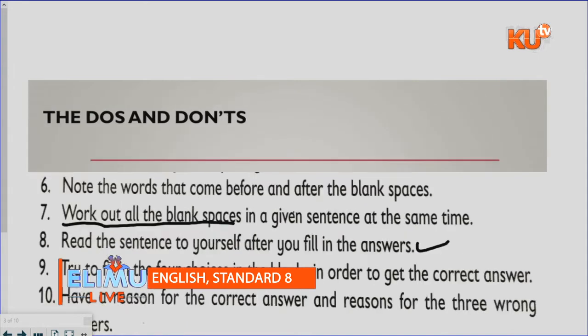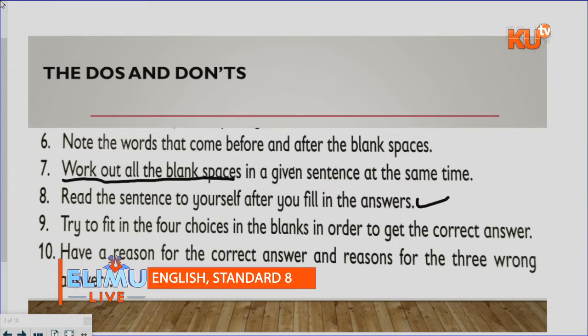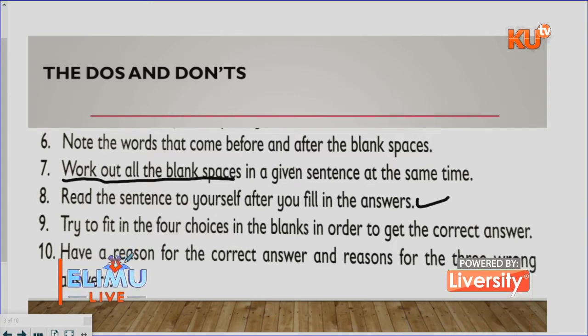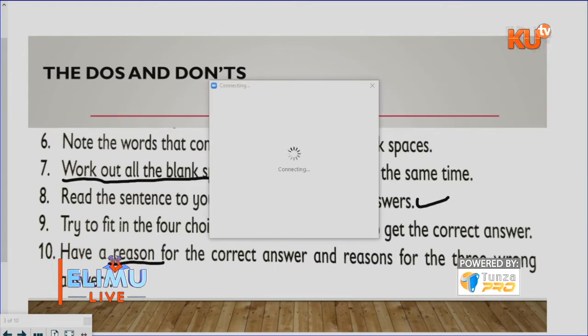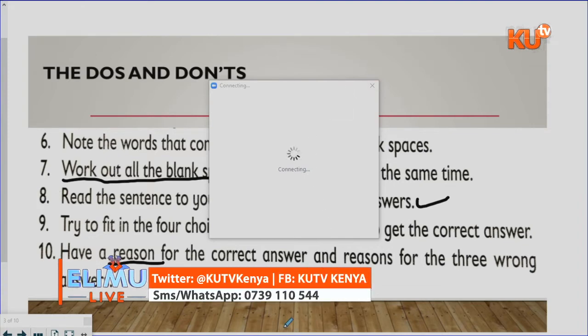Okay, so I take you back. Read the sentence to yourself after you fill in the answers. Then another thing that you need to do is try to fit in the 4 choices in the blanks in order to get the correct answer. Have a reason for the correct answer and reasons for the 3 wrong answers. Very key. If you go choosing any answer or choice that you have been given without a reason, then you will get it wrong. You must have a reason for the answer that you are giving, and you must also have a reason for the 3 wrong answers.